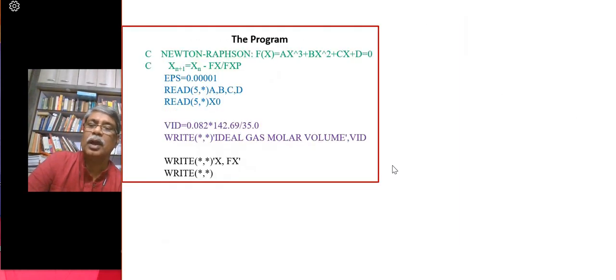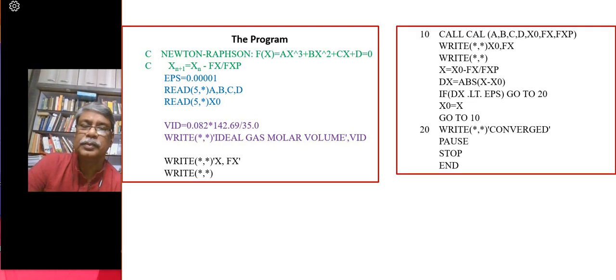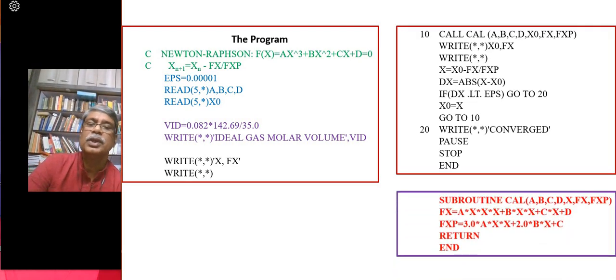Now on the basis of that logic, we have written the program. So I will just quickly say about the program. In the first part, you see the read. The computer has read the parameters required: a, b, c, d, the initial guess, and that epsilon, a small number, 10 to the power minus 5, and then it goes for evaluation of a few steps.